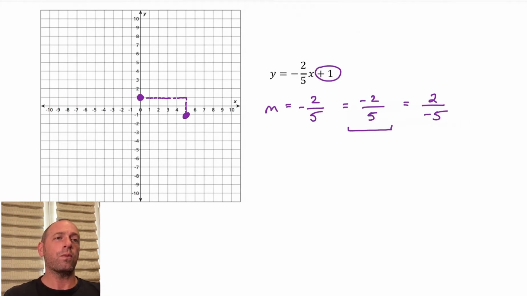Now to illustrate what a slope of 2 over negative 5 would look like, I'm going to change the color of my pen. That slope would tell you that every time x decreased by 5, or we go to the left, y is going to increase by 2. As you can see, we end up with that same line. It's sloping down toward the right with a slope of negative 2/5.